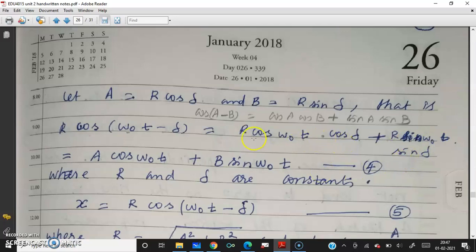What is our r? And cos omega naught t. What is a? A we have taken as r cos delta. So r cos delta can be taken as a, r sin delta is b. So this equation reduces to a cos omega naught t plus b sin omega naught t. This we can name as equation 4, where r and delta are constants.